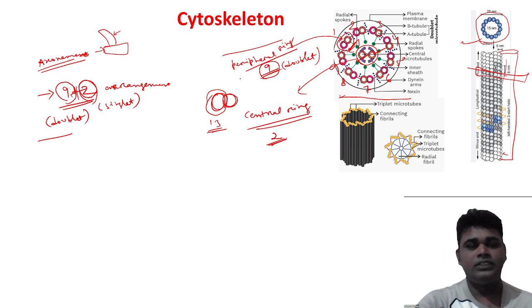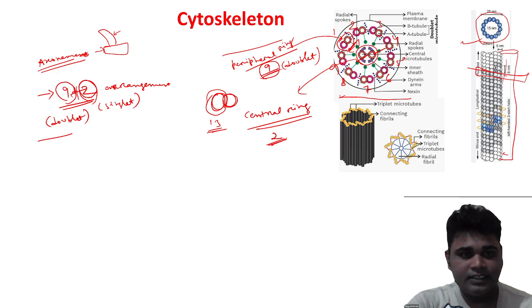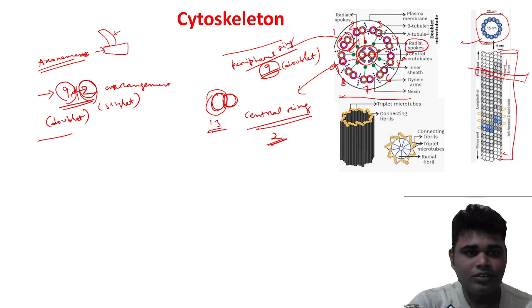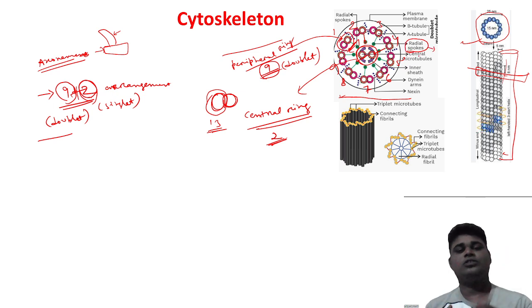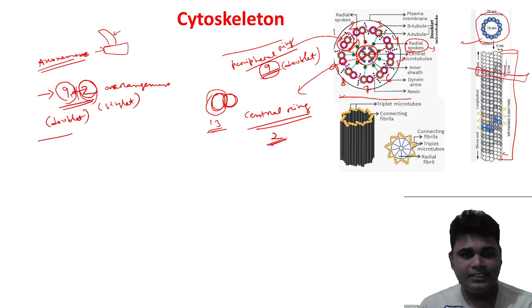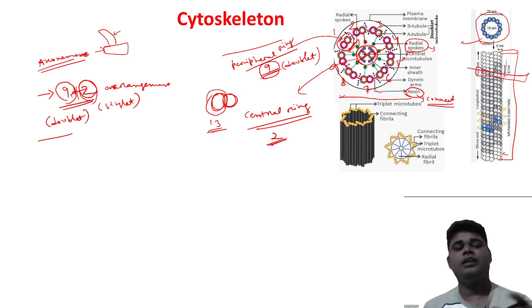Now this is the central region, and in the central region the central link is joined to the peripheral link by this structure, and this structure is called the radial spoke. So the radial spoke joins the peripheral link to the central link, while the peripheral links are again joined by connectors. These connectors are called nexin. So these are the connectors that connect the peripheral link structures.